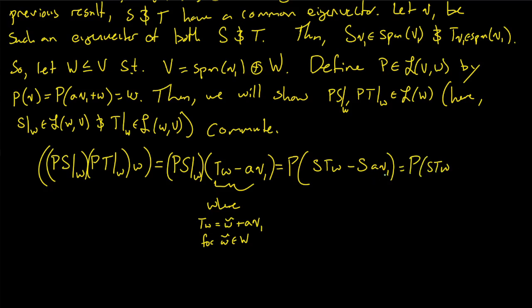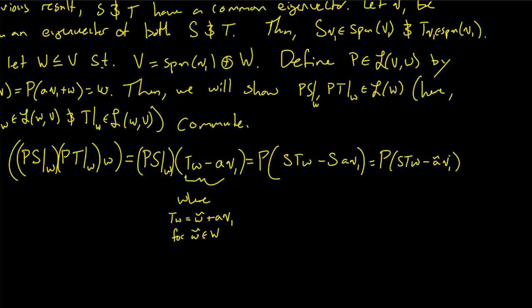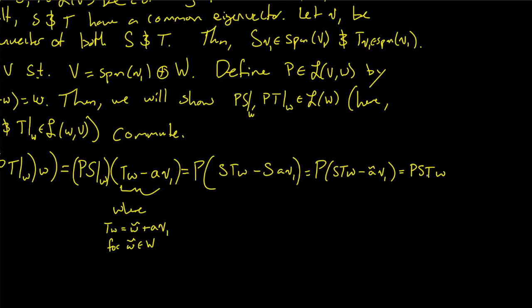V1 is an eigenvector of S. So SV1 is in the span of V1. Oh, okay. So really I can write this as some A tilde V1. And now, when I apply P, I just get rid of that piece, right? For sure. So I just get PSTW, for sure.